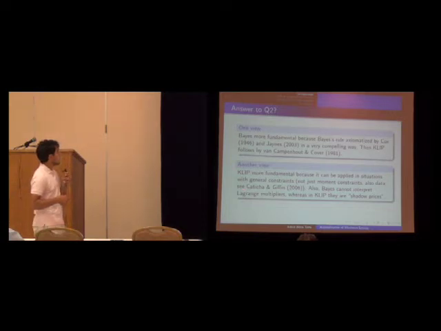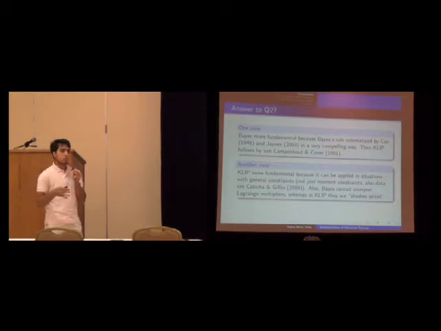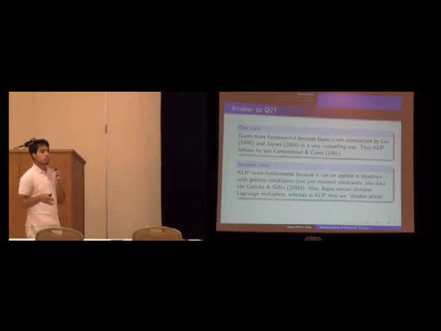Another view is that CLIP is more fundamental because it can be applied in situations not just with moment constraints, or not just when we are given data. And also, if we use only Bayes and the result of Van Campenhout and Cover, we naturally get the Lagrange multiplier when we minimize Kullback-Leibler information.